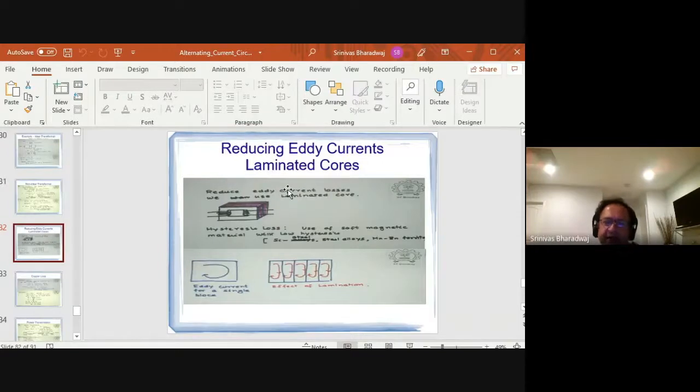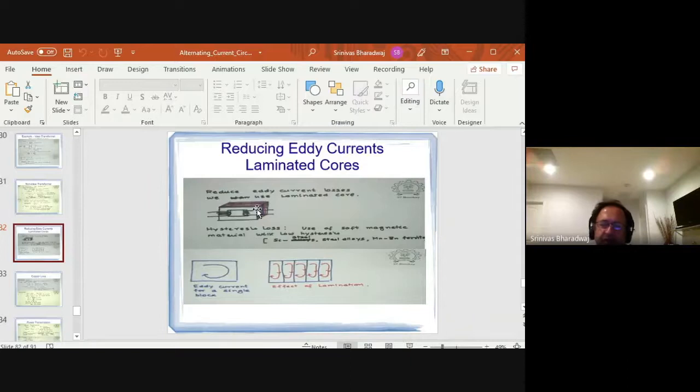So that's why they laminate. I already explained they will laminate the cores because of eddy currents. They will cut it up and use laminated cores. Now, to take care of hysteresis, they will use soft magnetic material which has low hysteresis.